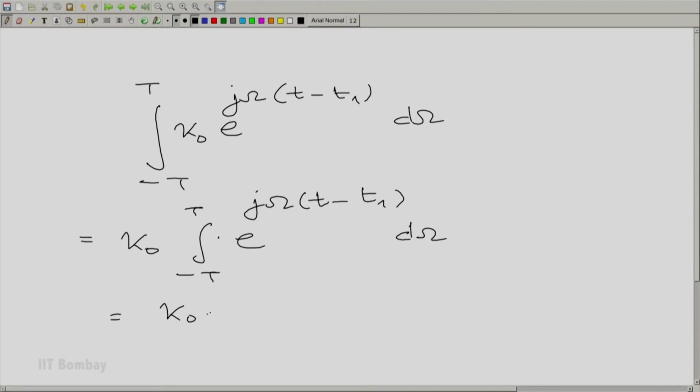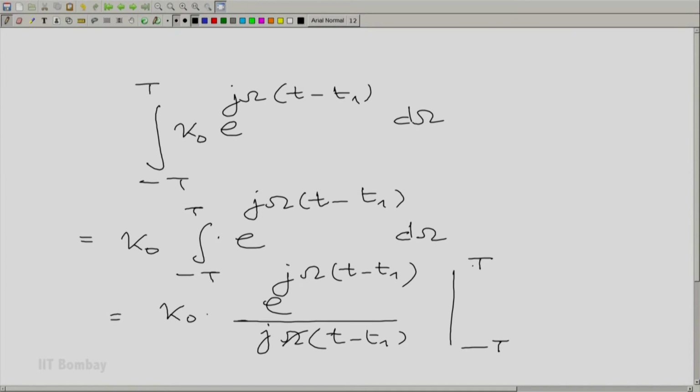This simply becomes kappa 0 divided by j. Well, you are trying to evaluate as a function of omega. So, j into (t minus t1). So, omega is removed and you have e raised to the power j omega (t minus t1) from minus T to plus T. Now, of course, here capital T is a value of omega. So, perhaps we could change the symbol if you like. Let us call this minus T1 to plus T1, since T1 and minus T1 are actually values of frequency, angular frequency.